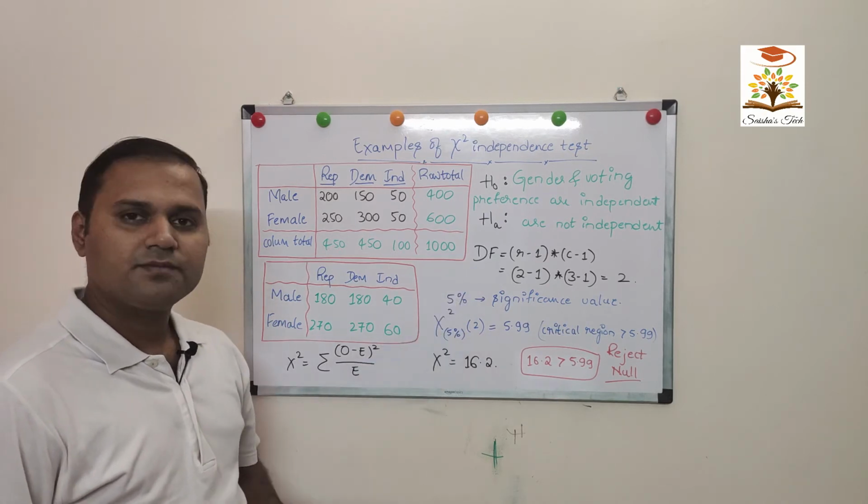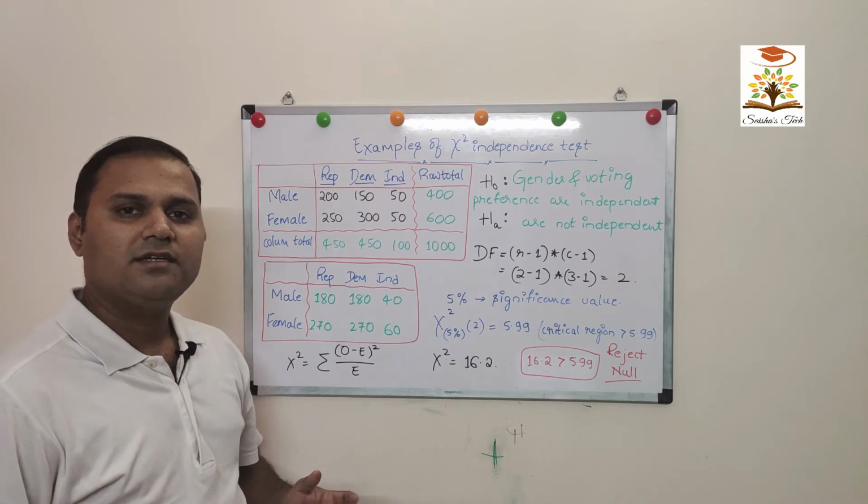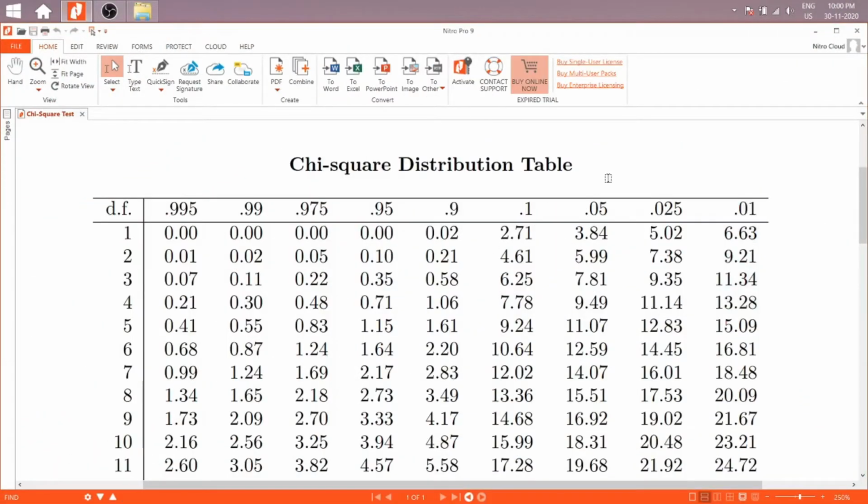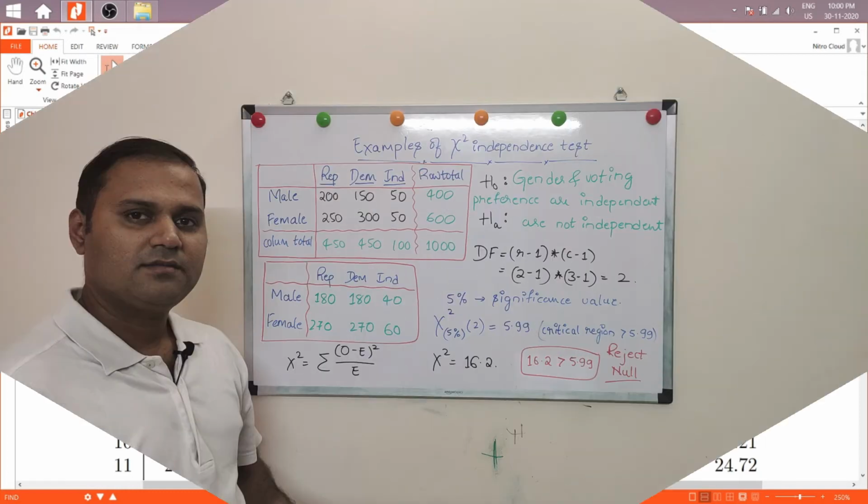Using these two, let me share my screen and walk you through how to extract the chi-square value from the distribution table. This is the chi-square distribution table. With 2 degrees of freedom and a 5% significance level, the value of chi-square is 5.99 from the distribution table.